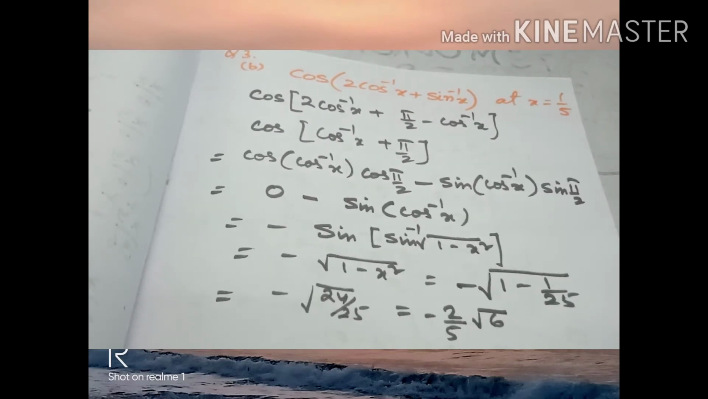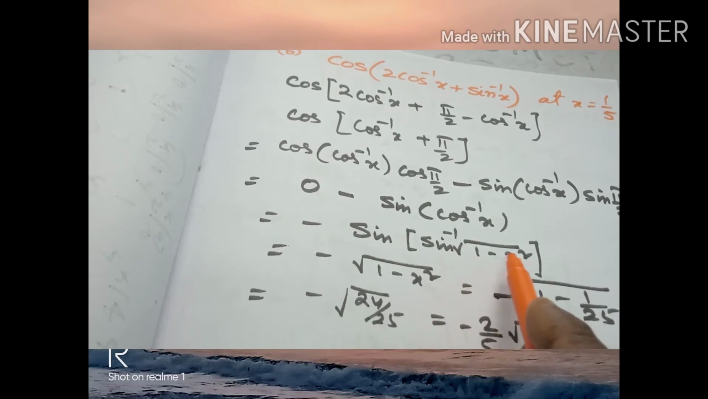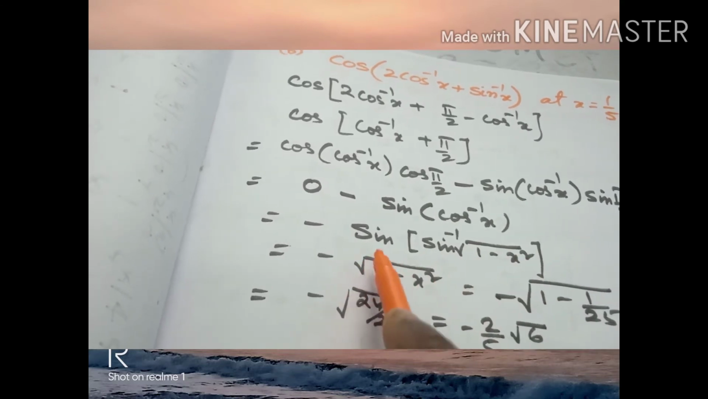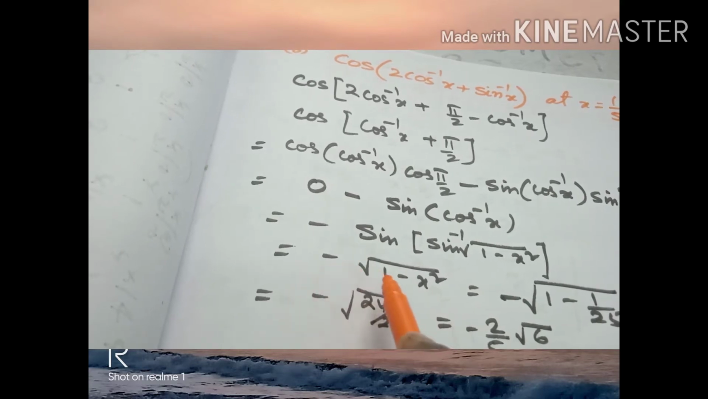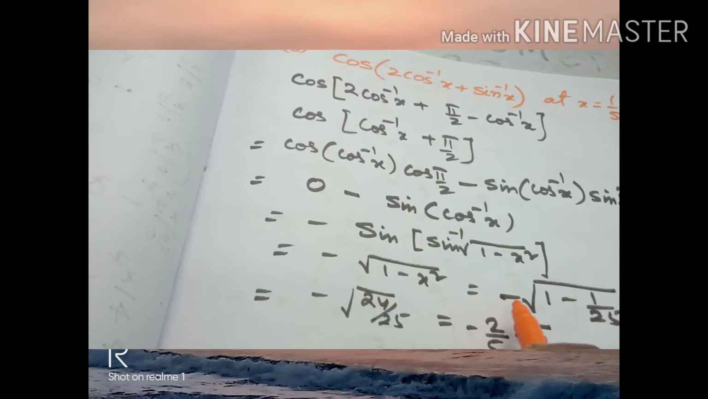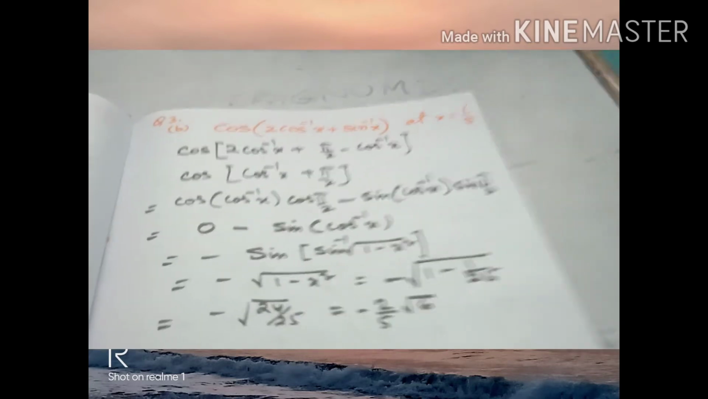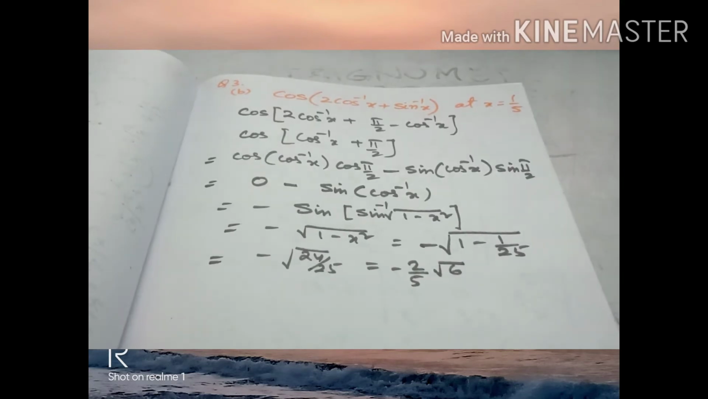So cos pi by 2 is 0, and we are left with sin of cos inverse x. Cos inverse x is sin inverse of root 1 minus x square. So sin and sin inverse are removed, and we get minus root 1 minus x square. That is minus root 1 minus 1 by 25, and finally we get this answer, because x is given as 1 by 5.